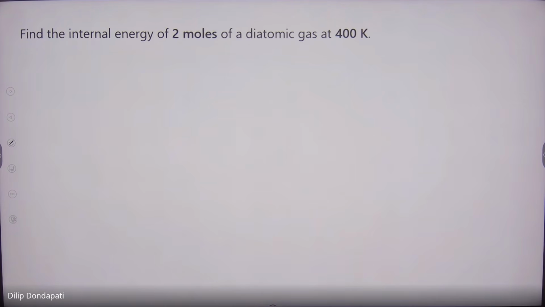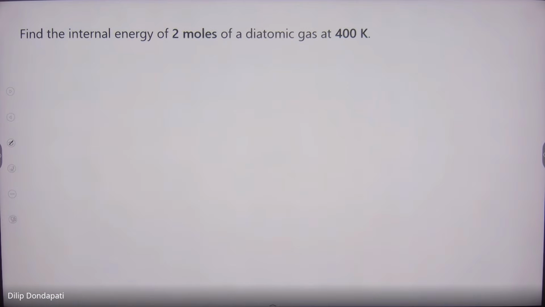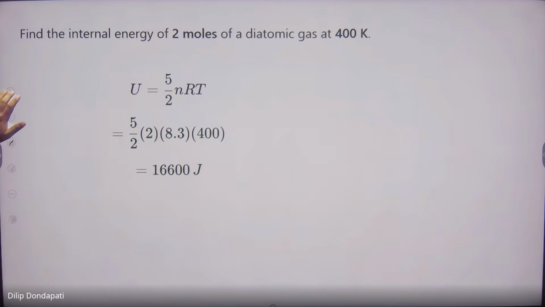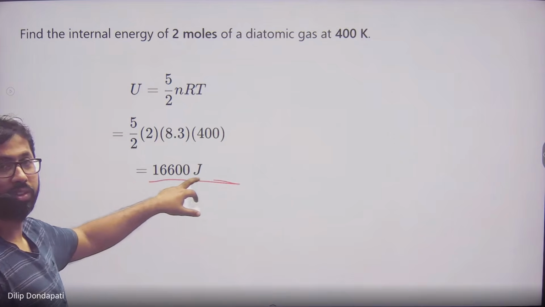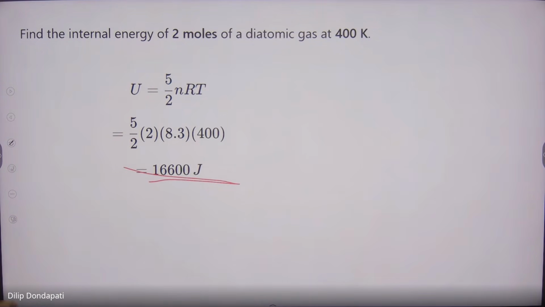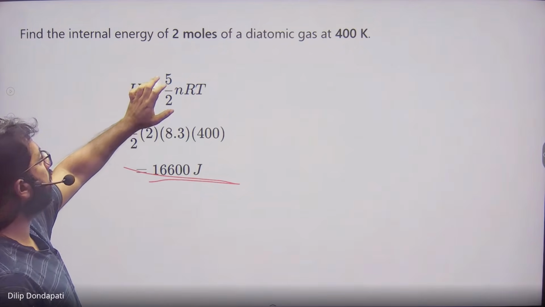Diatomic gas was given. So 16,600. It is 2000 R. Multiply the value of R. In the exam, they give options with the value of R already multiplied. We will take 8.3. So it is 16,600 joules. 16,600 joules is the answer. Moles are given, and for diatomic the degree of freedom is 5, substituting that.